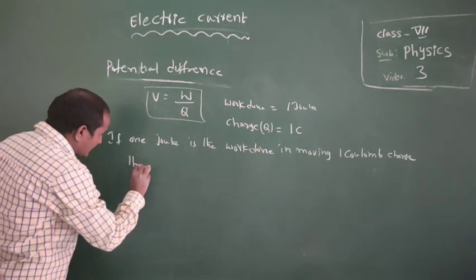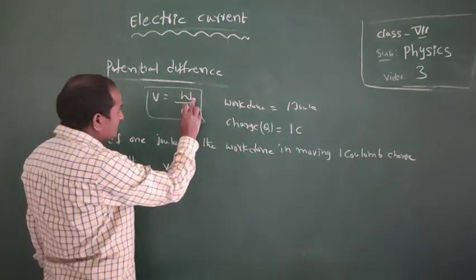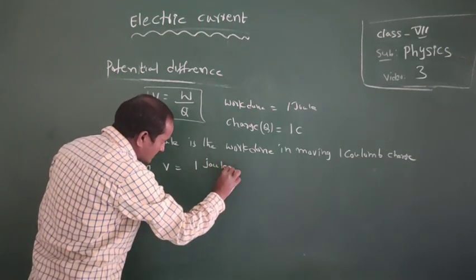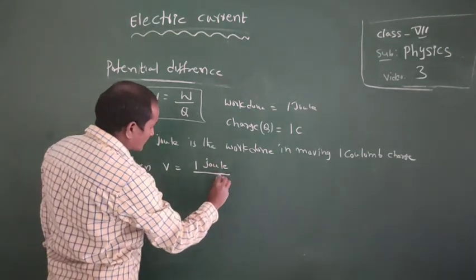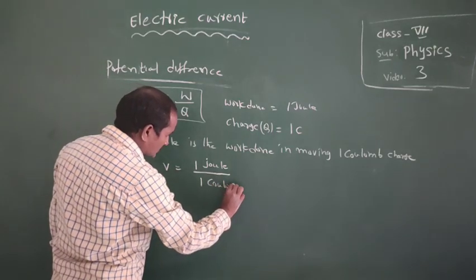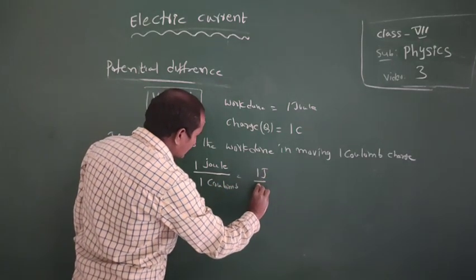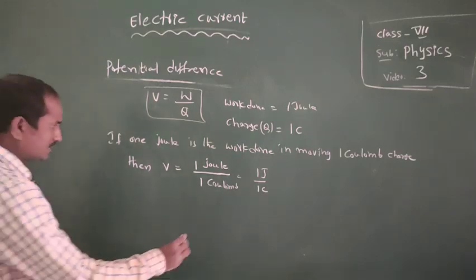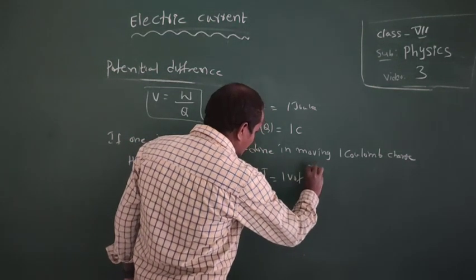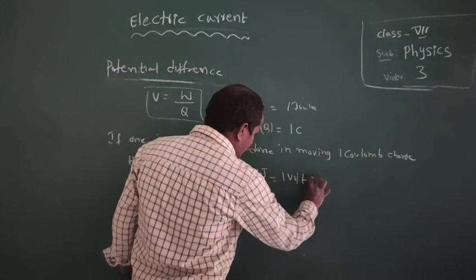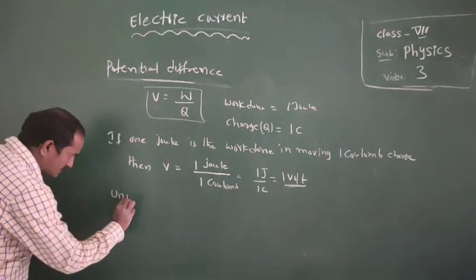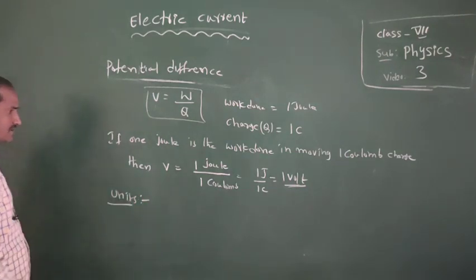Then here you can write V equal to work done, equal to how much here? 1 joule by 1 coulomb. Means you can write 1 J by 1 C. That equal to how much here? 1 volt. So it is the unit of potential difference. So, units for the potential difference.